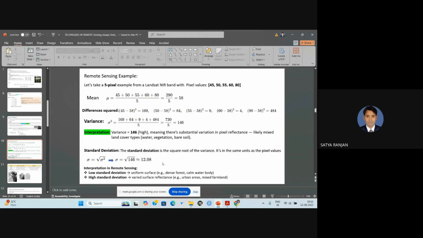A low standard deviation means a uniform surface, for example a dense forest or calm water. So in a uniform surface, in a particular scene, a lot of area is dominated by particular features like dense forest, water bodies, or any dam or reservoir. And a high standard deviation means highly varying surface reflectance, like urban areas and mixed farming. So this gives the high standard deviations.